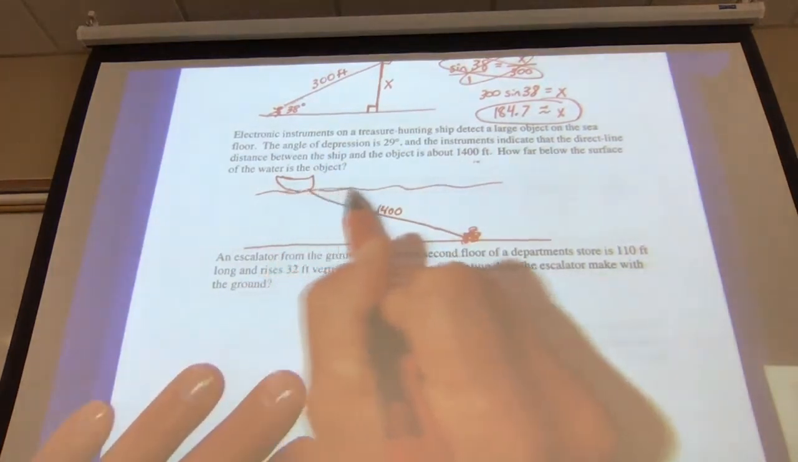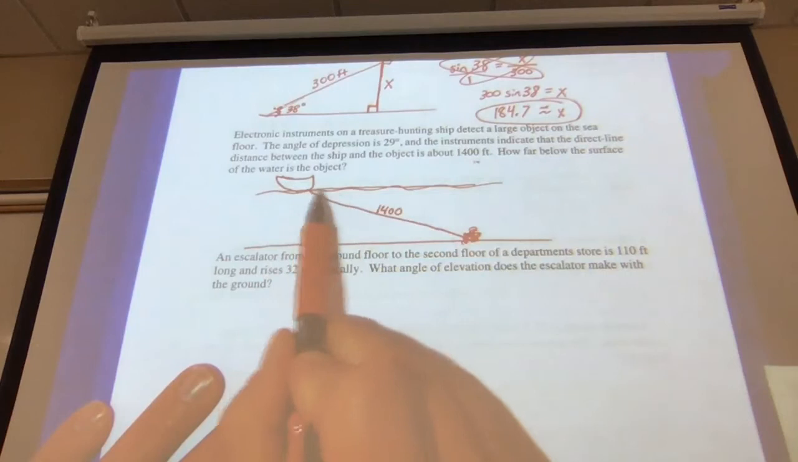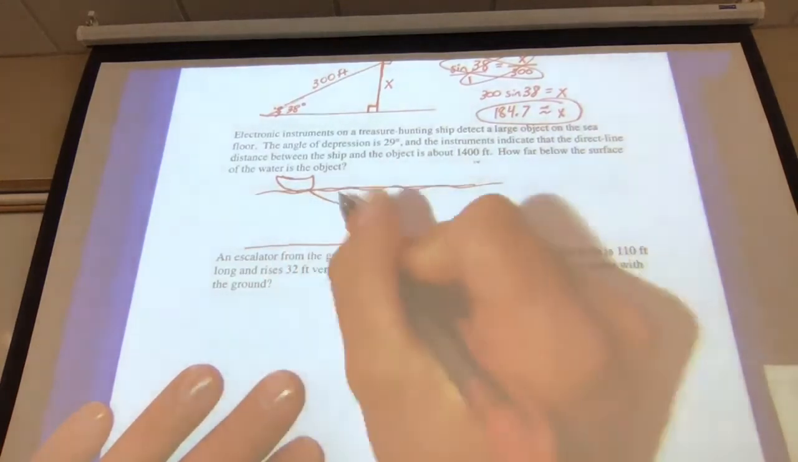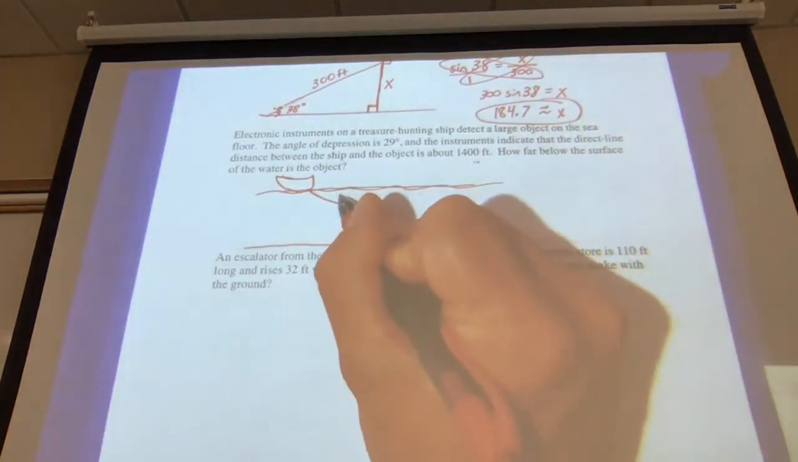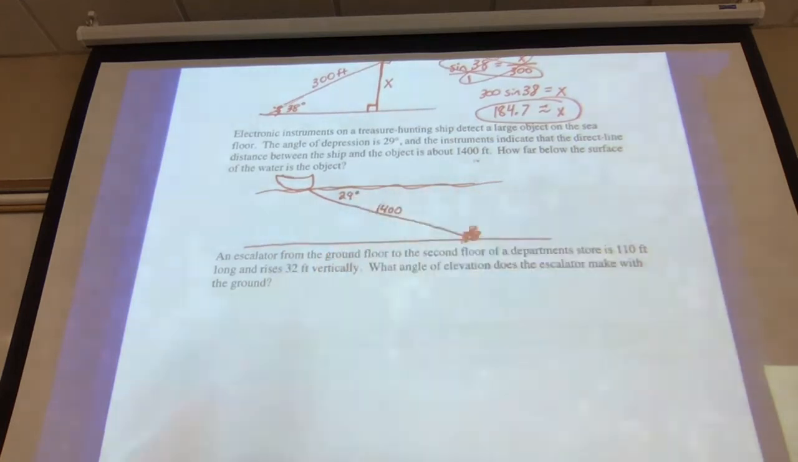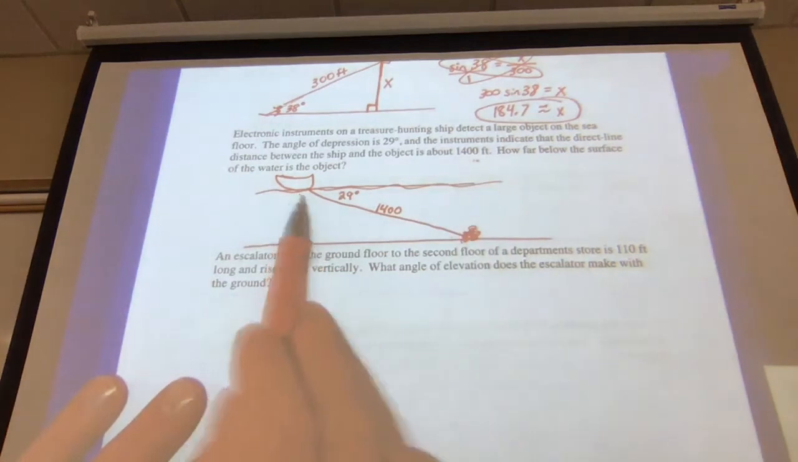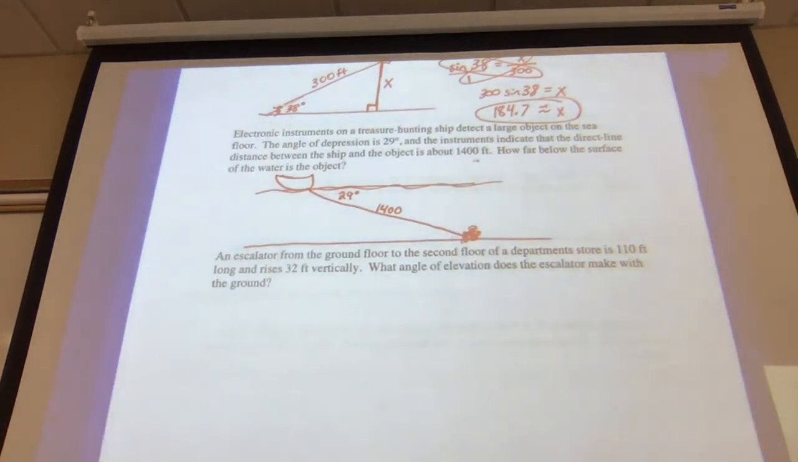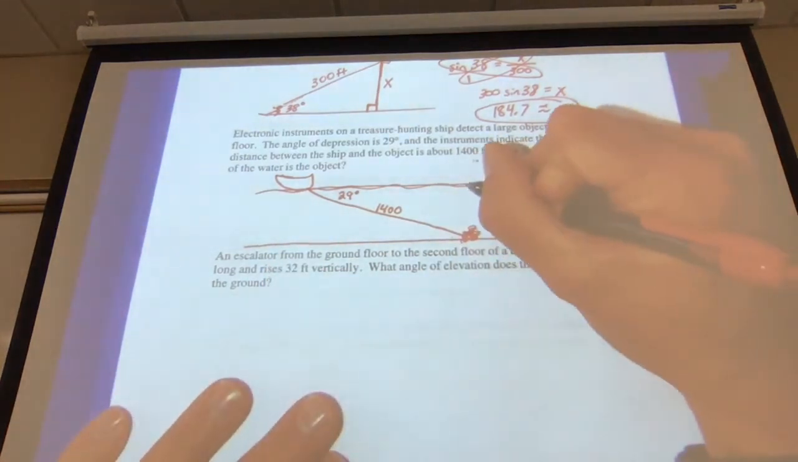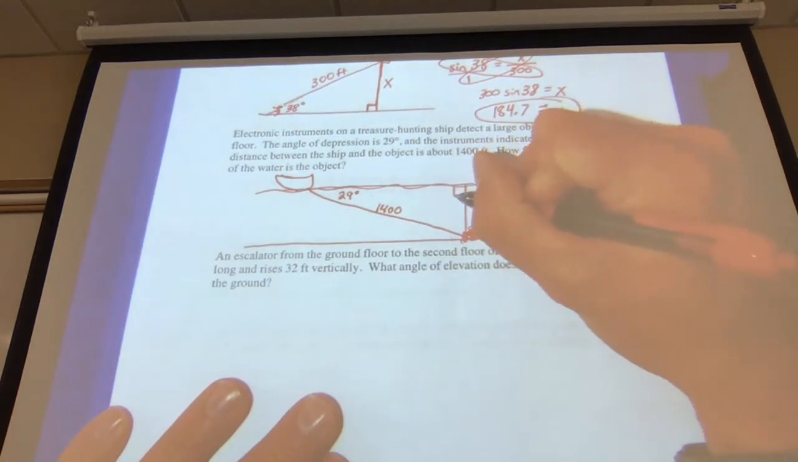Here, you've got the surface of the water. From that horizontal line, you have a line going down. This is going to be your angle of depression. This one's 29 degrees. Remember, with an angle of depression, you have to have that horizontal line with a line going down. And then over here on the right, we can close this off to make our right triangle.